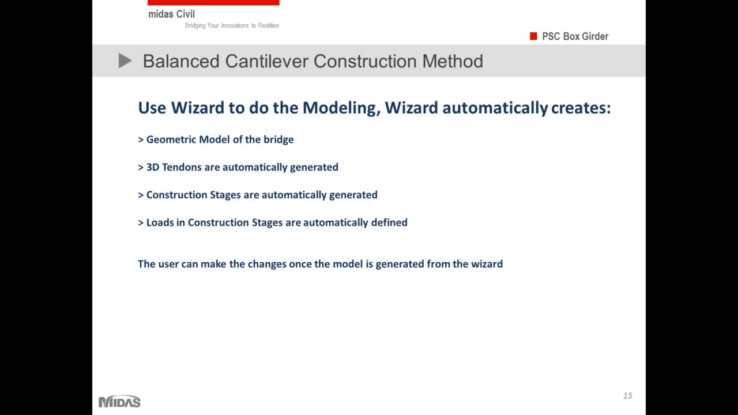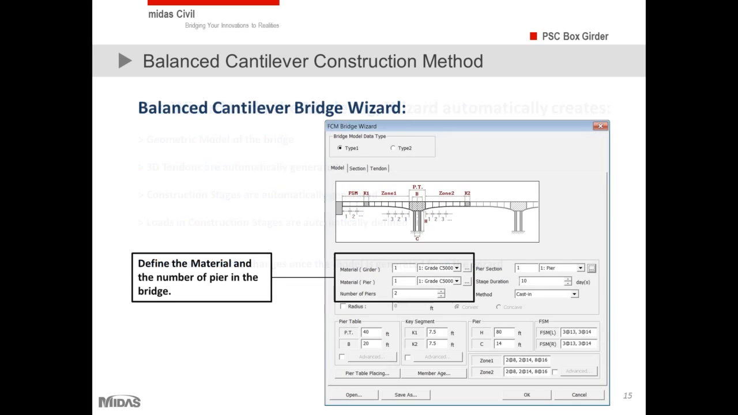And the Wizard is not a black box. If you want to make changes once the model is generated, you can do that at any time you want. So these are some of the merits of using the Wizard in MIDAS Civil. Now I'm going to show you the Wizard itself and how it works. So this is how the Balanced Cantilever Bridge Wizard works. This is how it looks.